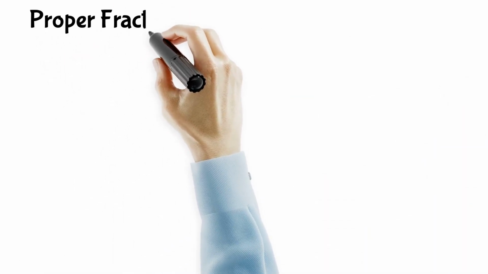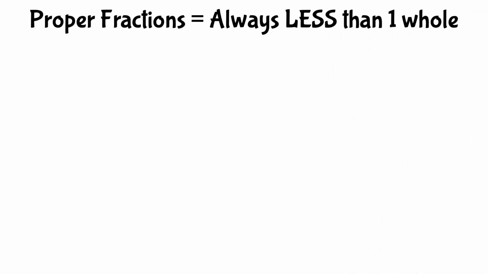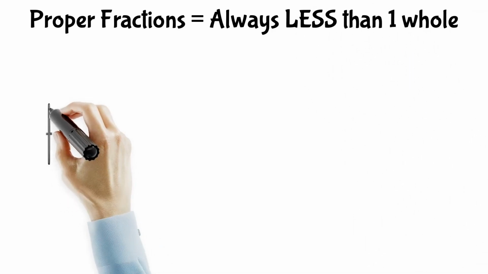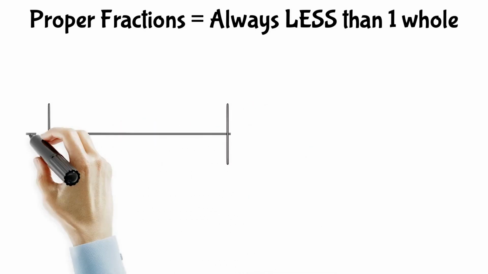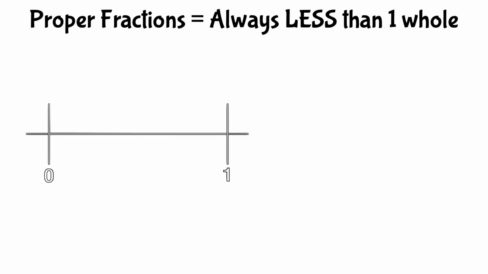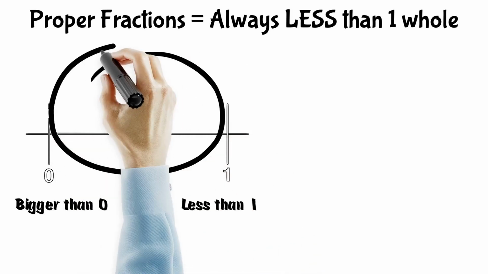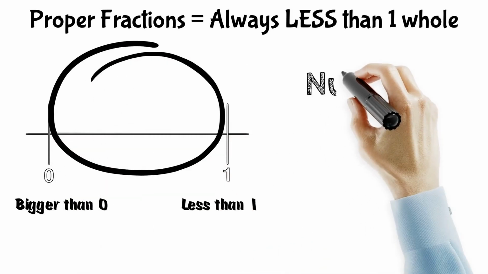So let's do a little recap. Remember, proper fractions are always less than one whole. The easiest way to imagine this is think of a number line labeled 0 to 1. Now obviously fractions are a part of something, so they have to be bigger than 0, but they're also always less than the number 1. So all proper fractions belong in the area between 0 and 1.